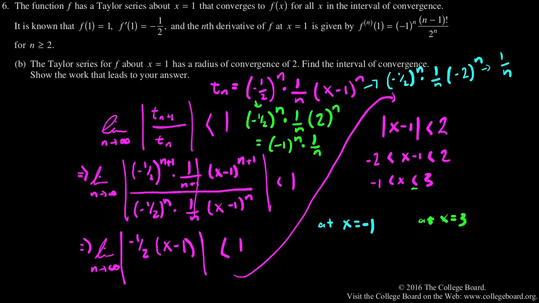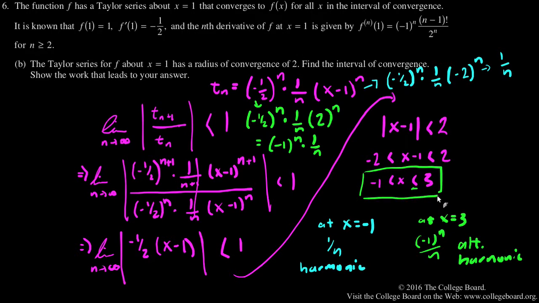So just to wrap it up, right here we get this 1 over n harmonic series, which does not converge. We don't include negative 1. Here, we get negative 1 to the n over n, which is an alternating harmonic series. And that one does converge, so we include the or equal to here.